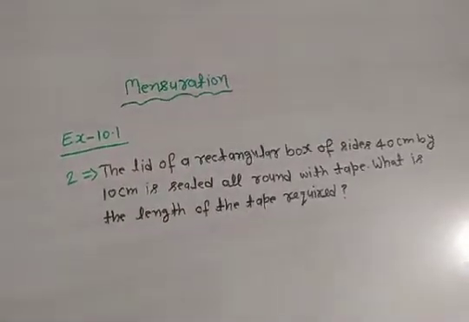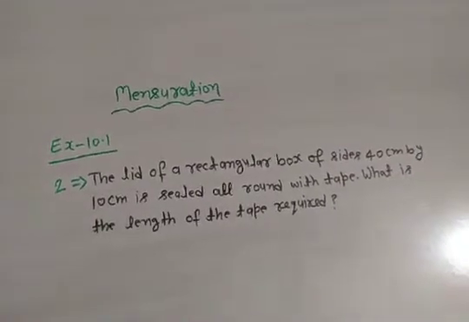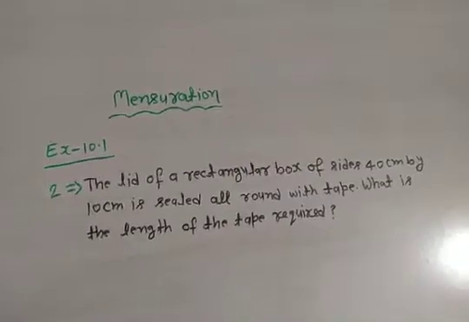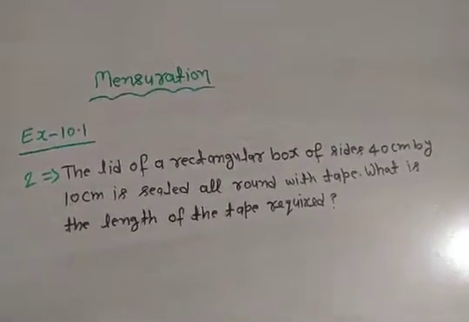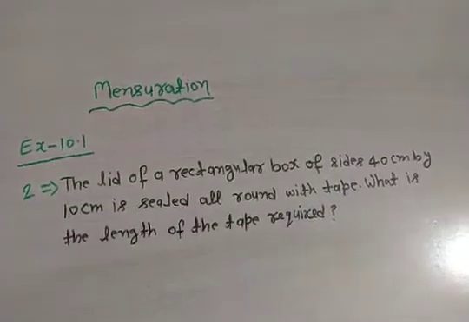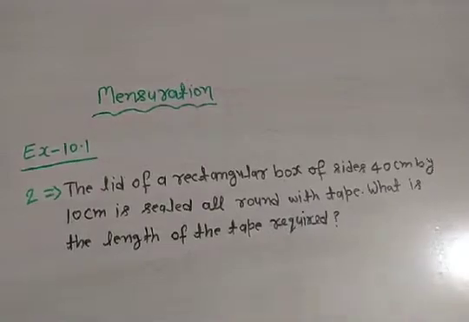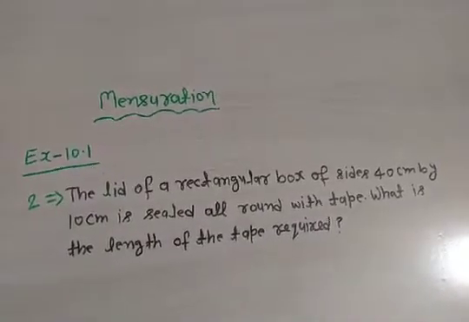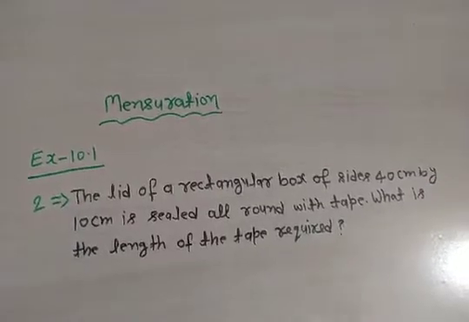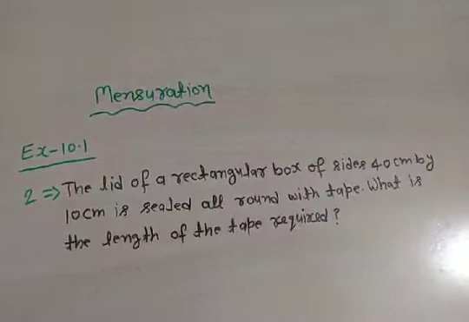Good morning, student. Today we are going to solve exercise 10.1 of mensuration. Question number 2. The lid of a rectangular box of sides 40 cm by 10 cm is sealed all around with tape. What is the length of the tape required?